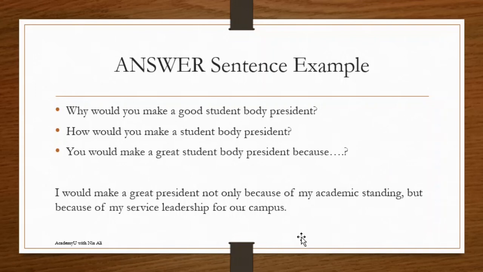So let's look at our example. I would make a great student body president not only because of my academic standing, but because of my service leadership for our campus. In this example, we want to make certain that we're using all of the required criteria, which include: I have at least 10 to 15 words per sentence. I'm starting my sentences with capitalized letters. I'm ending with punctuation, and I'm varying the length and the structure of my sentences. And I'm also writing complex and or compound sentences. We want to develop our writing to this position.